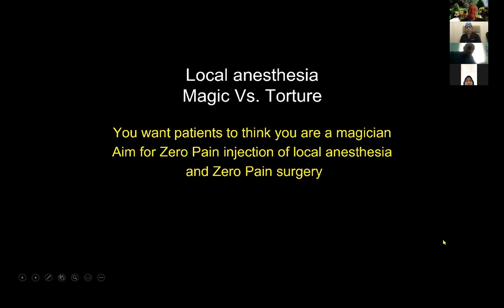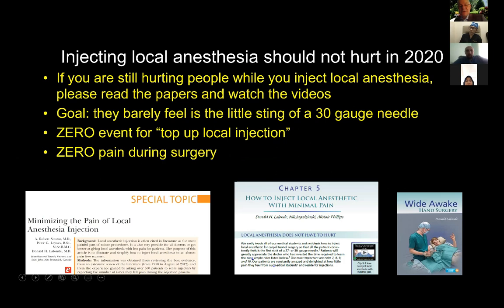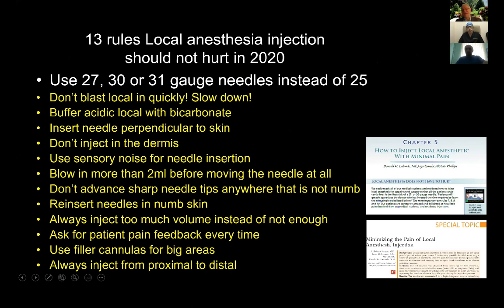And there are all kinds of papers and videos. Go to the wallant.surgery website. Go to the hand.e of the ASSH, and it's free for everybody to get in there and see videos and papers on how to do all these things. I want them to just feel the little sting of a 30-gauge needle, especially on the palm or in children. And I want zero top-up local injection and zero pain during the surgery. So please read the papers, watch the videos. And there are 13 rules at least. I know there are probably more. Dr. Prasetyono probably knows more. But I'm going to give you 13 that I follow that I think work very well for me.